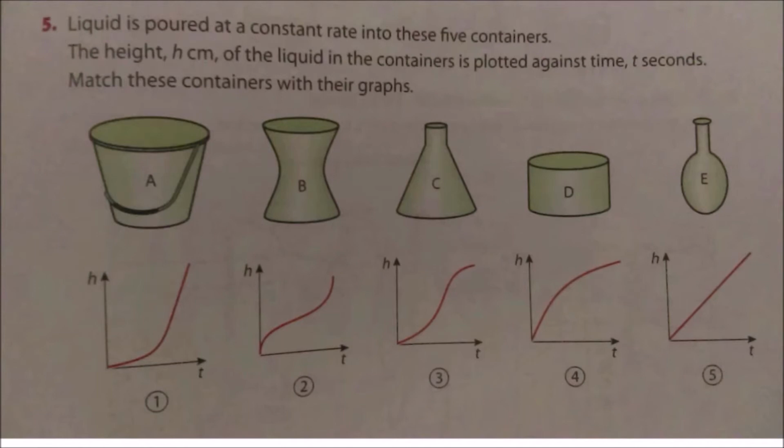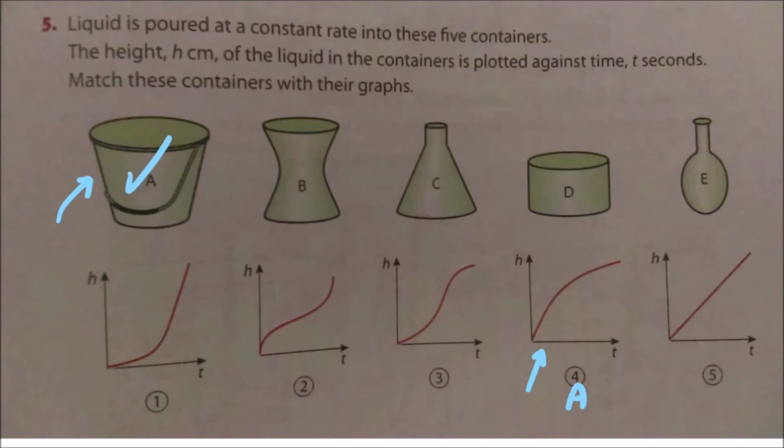Okay, so if we look at, let's say this one. Well, that should fill fast and then start filling slower. So if it fills fast, well, then it should be steep and then not so steep. So if we look for one that's steep and then not so steep, this one looks pretty steep here and then not so steep at the end. So that'll be A.